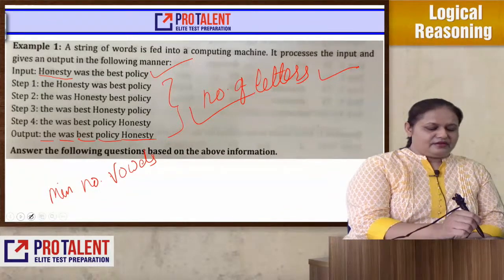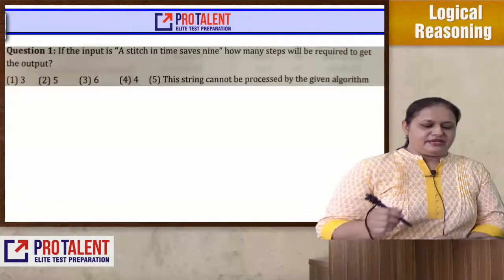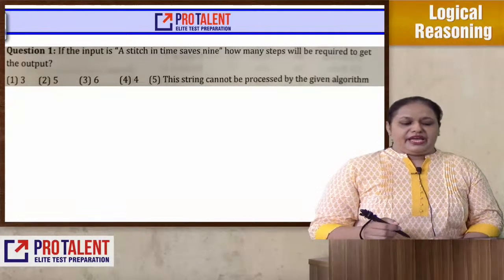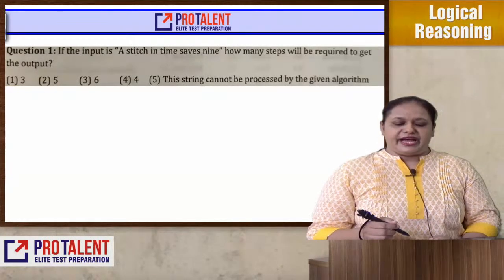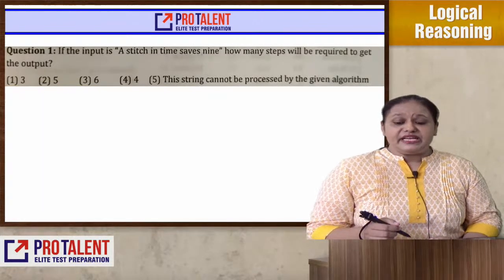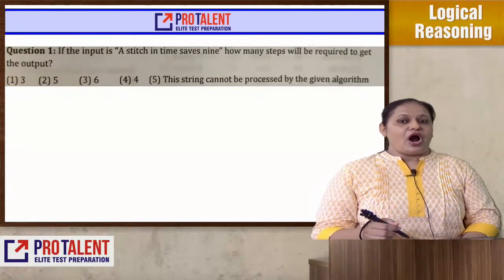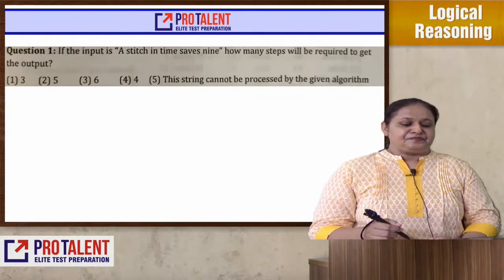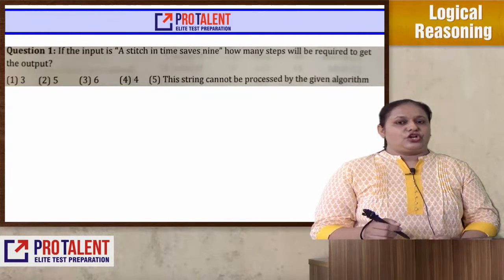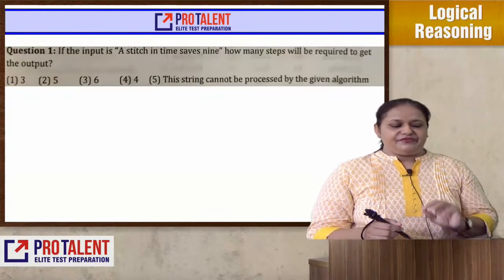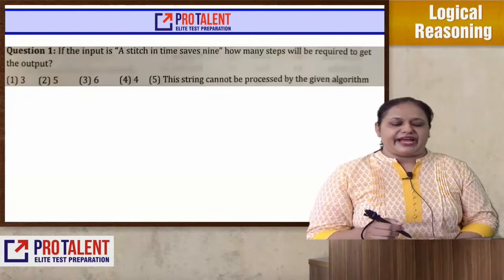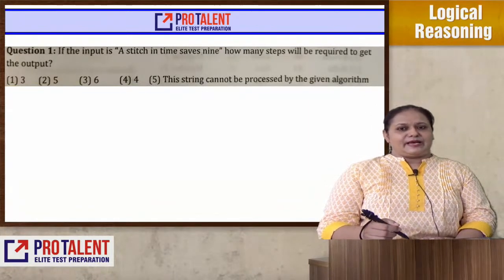Now based on the same logic, this is a question. If the input is "a stitch in time saves 9", how many steps will be required to get the output? So how are we going to do this? Question 1. The logic is the same, right? If the input is "a stitch in time saves 9", how many steps would be required?